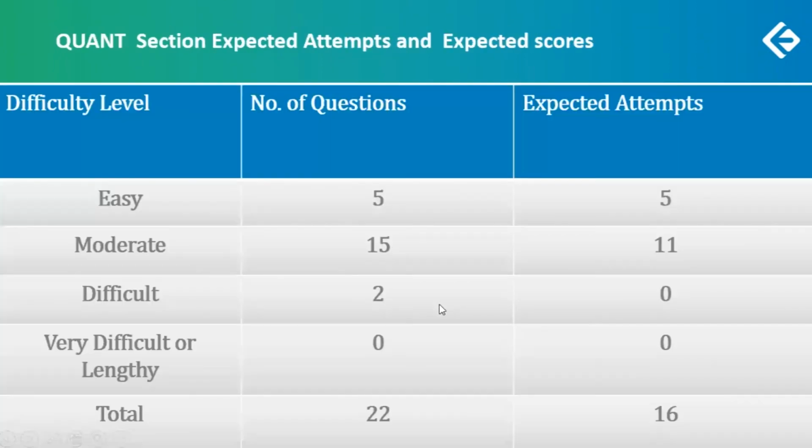So out of those 22 questions, 5 were easy, 15 moderate, 2 difficult. All 5 easy should have been done. Out of the 15 moderate, 11 should have been done. Maybe we skipped one, we missed identifying a moderate question. We thought it was difficult and you left it. But anybody who is expecting 98 percentile should have had 16 attempts at least.